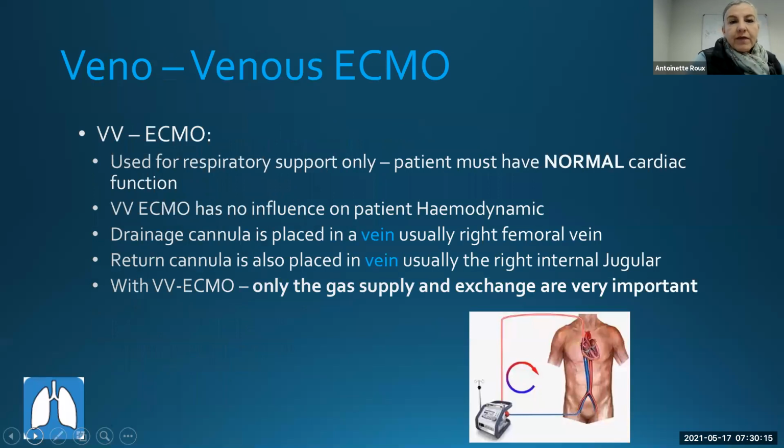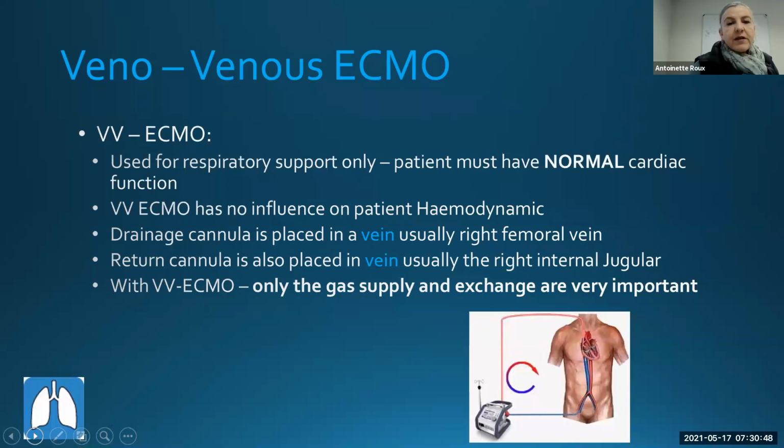So now if we recap VV ECMO, it's used for respiratory support only. The patient must have a normal cardiac function, like I've said. Then it has no influence on the patient's hemodynamics. So this is purely gas flow dependent, and this is what we are busy with. So we give the alveoli a chance to recover when we're on VV ECMO, but your patient must be on low amounts of inotropes and no real cardiac output problem.